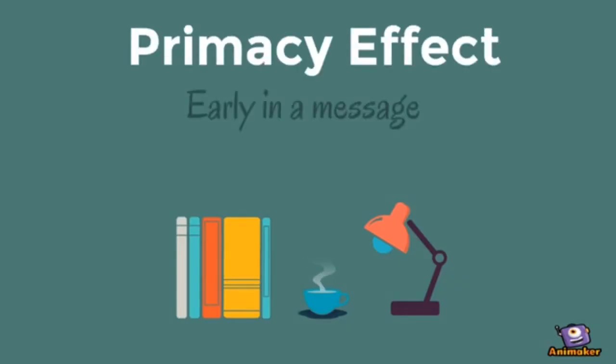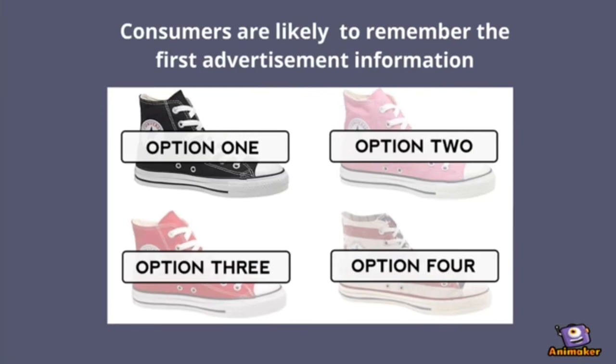Primary effect: the information placed early in a message has the most impact. Consumers are likely to remember the first advertisement information they encounter.